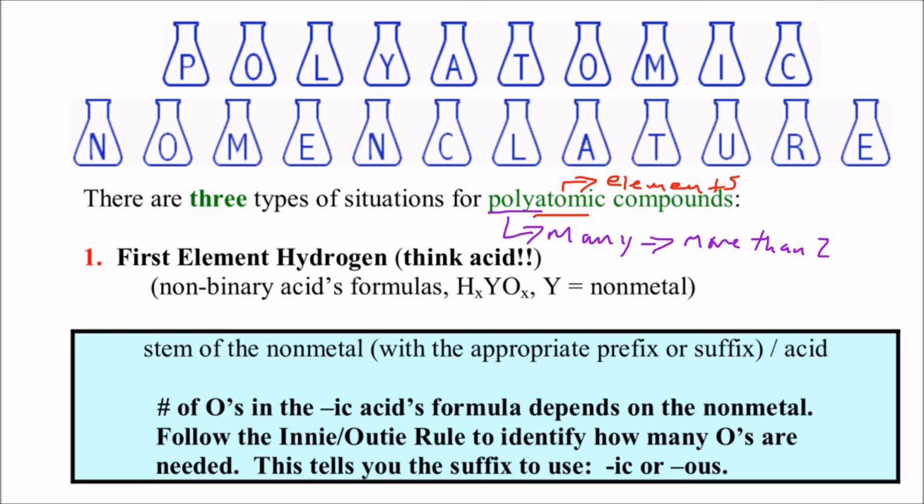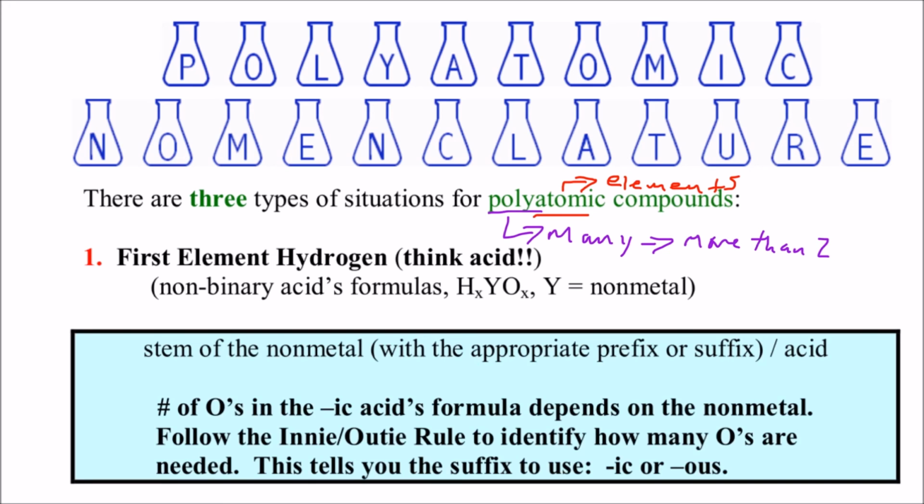Okay, so there are three types of situations for polyatomic compounds, just like there were three types of situations for binary compounds. The first situation we're going to talk about is the first element being a hydrogen. Again, that means it's an acid. And remember, I told you back in the binary video that this was the only rule that has no exception. If the compound starts with a hydrogen, it's an acid no matter what.